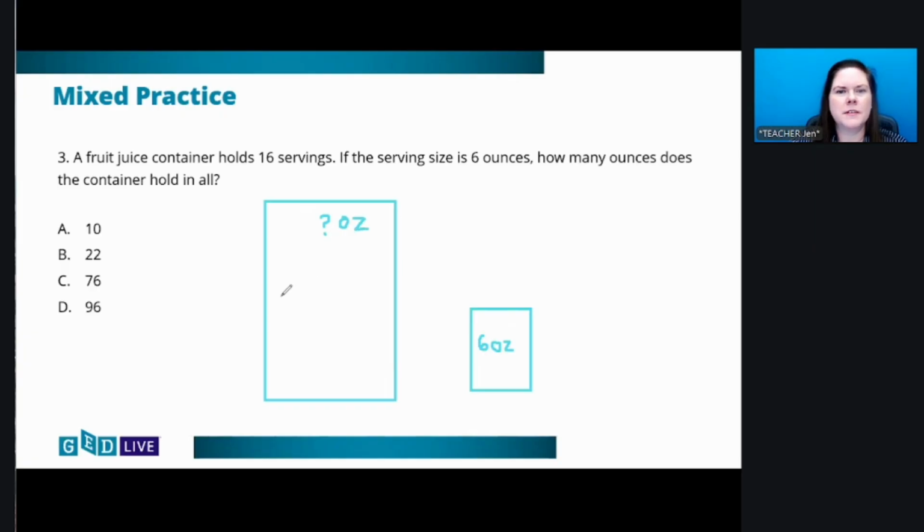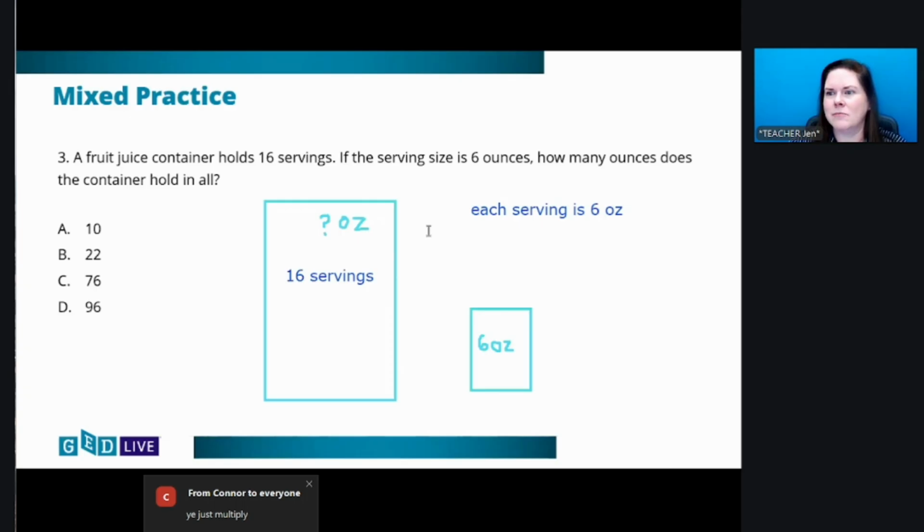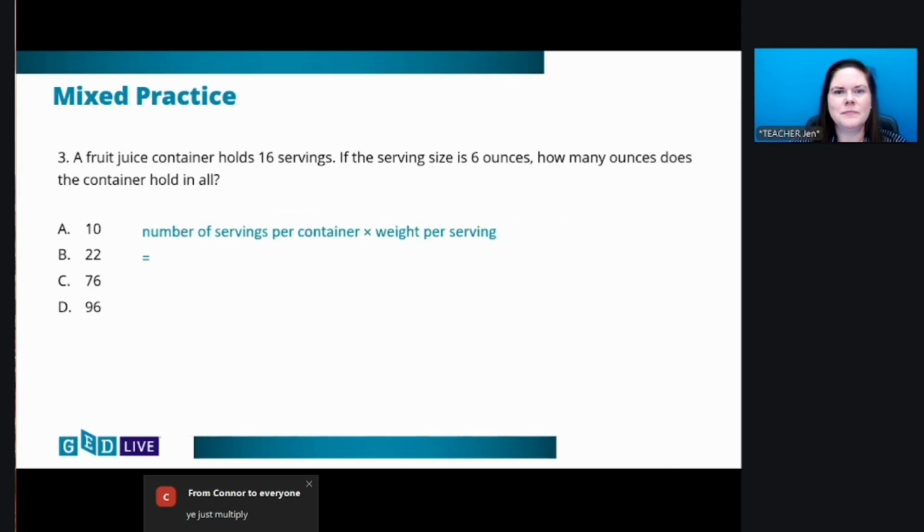And we know that there are 16 servings, and each serving is 6 ounces. So let me make a little note here. We have 16 servings, and each serving is 6 ounces. All right. So to do that, we're going to multiply together the 6 ounce serving. And remember, there are 16 of them in the big container. We just multiply. That's exactly right. So if we do 16 times 6, we're at 96.